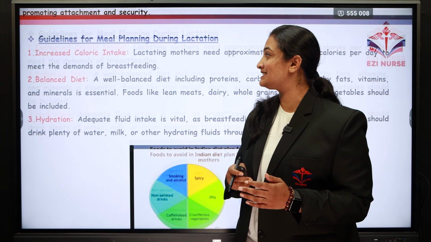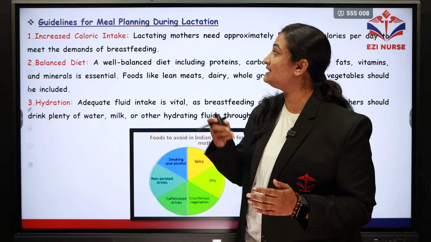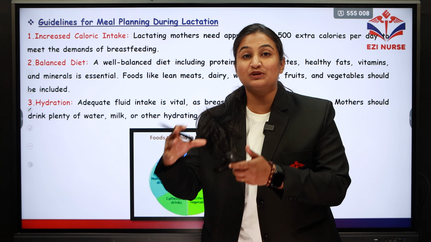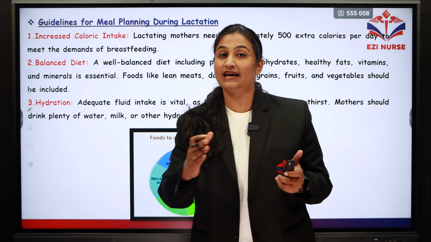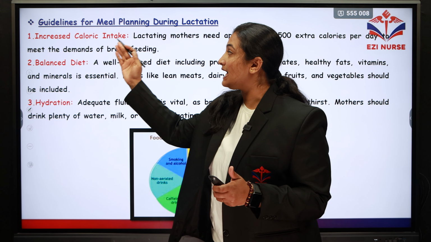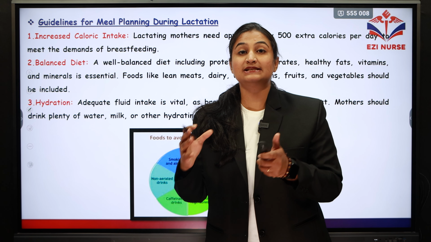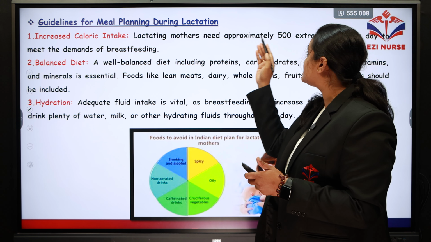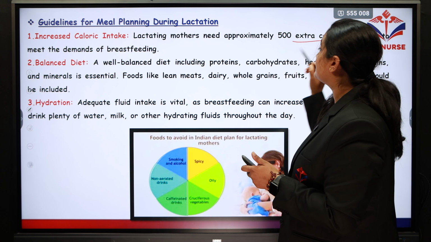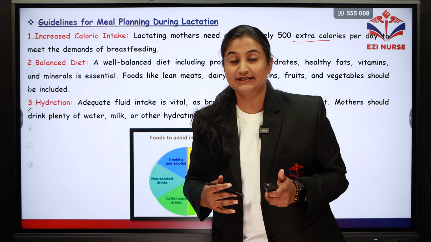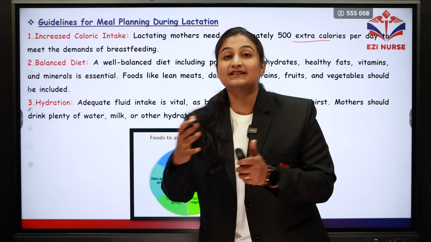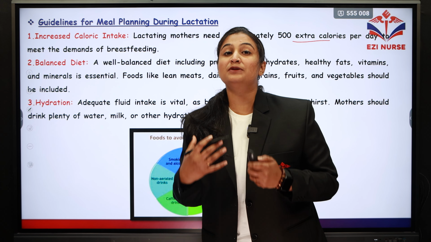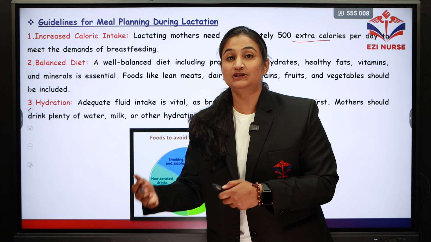So coming to the next. Here are some of the guidelines for meals during lactation. During lactation, there are certain meals that have to be prepared. First, increase calorie intake. The mother is feeding the baby, so lactating mothers need approximately 500 extra calories to meet their breastfeeding needs. It should be transferred to the baby, so the mother should take a sufficient amount of nutrients, then only can it be transferred to the baby.